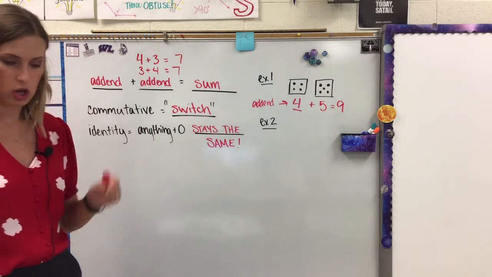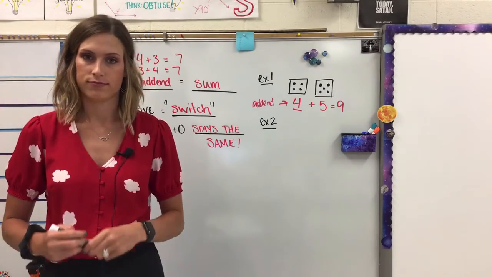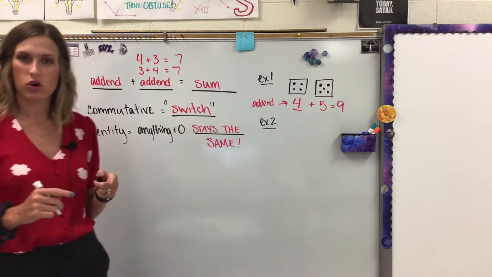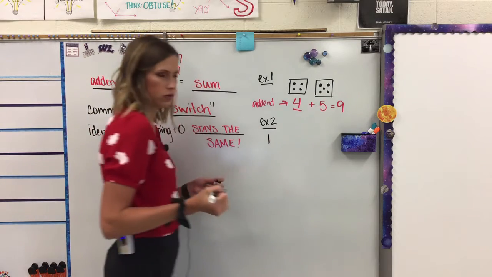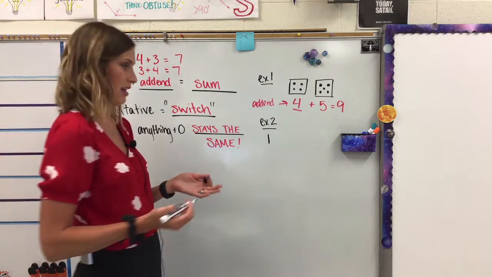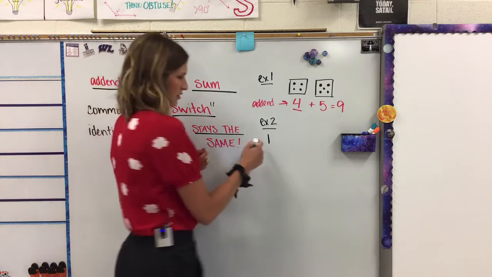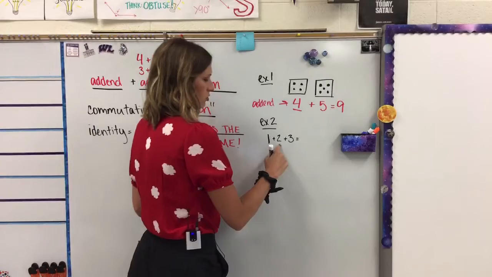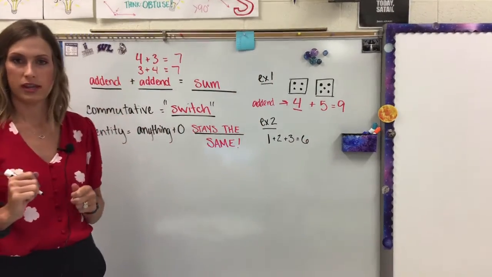Example 2 says show 6 ways to add 1, 2, and 3. What they're really asking us to do is use this commutative property and switch the order of the numbers around so that we get different problems. So we've got 1, 2, and 3. I always like to do this in a really organized way so I know I didn't miss any combinations. So I'm going to go 1 plus 2 plus 3. 1 plus 2 is 3, plus 3 more gives me 6. So 1 plus 2 plus 3 equals 6.